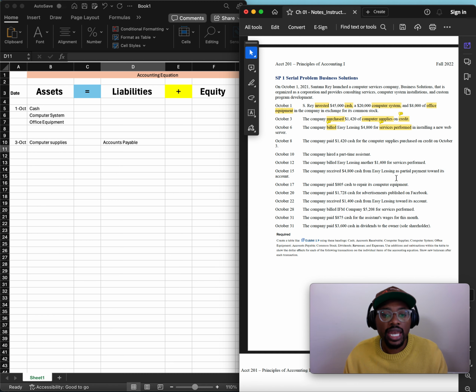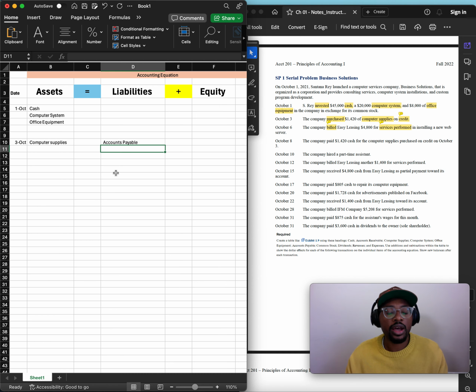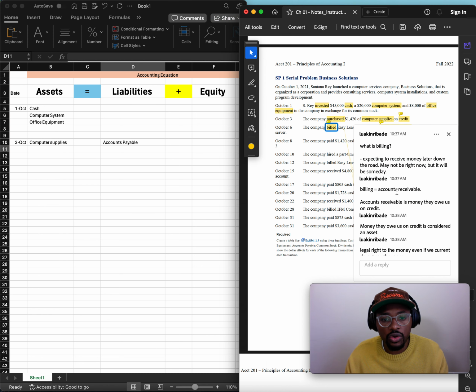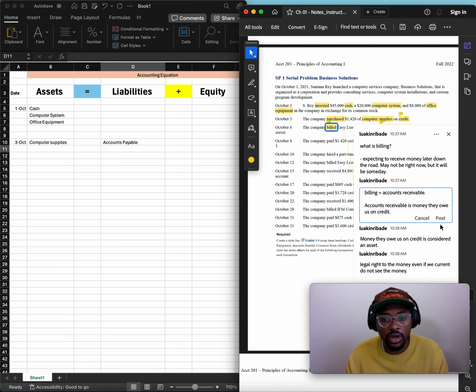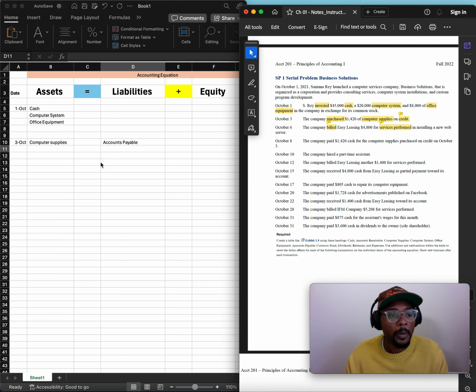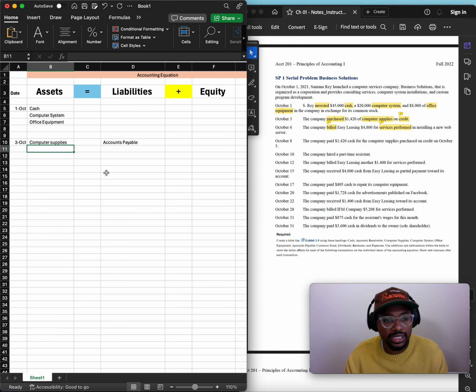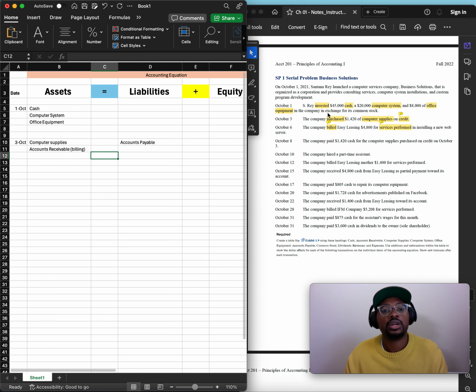Okay. So now that we said all of that, what do you think billing should fall under? Billing, again, is also equal to accounts receivable. So we'll call it accounts receivable. Billing is going to fall under assets. I'm going to put billing here so you're not confused. So billing is going to go under an asset.